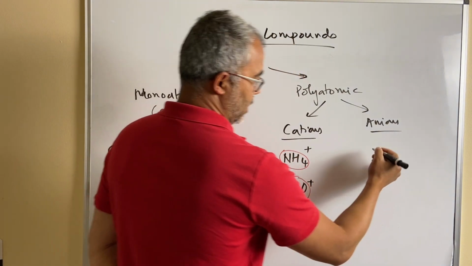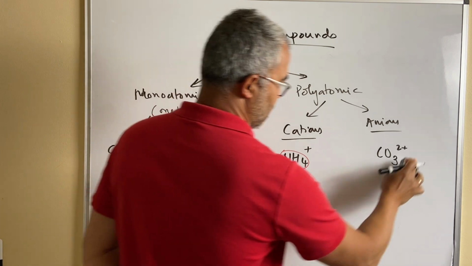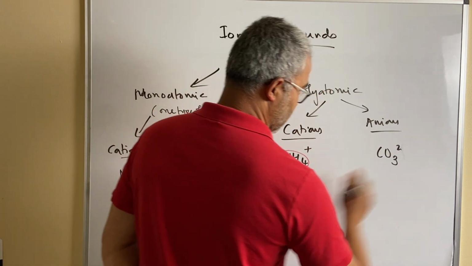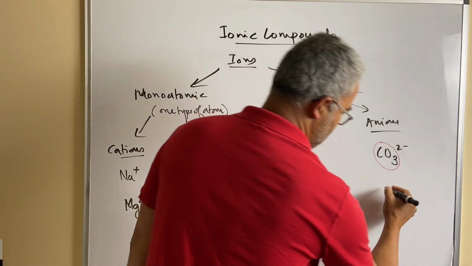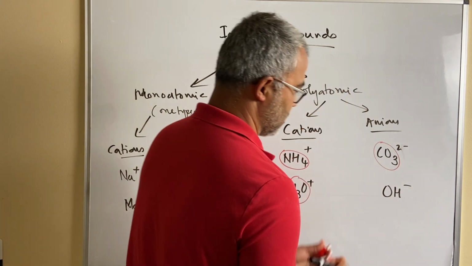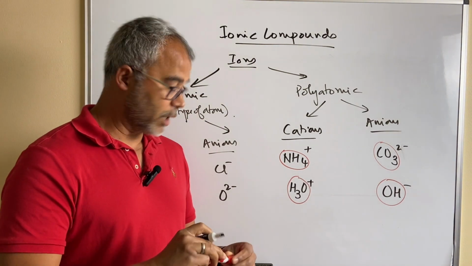Out here, in the case of anions, you could have CO3 2-, oops, not 2+, 2-. The 2- is sitting on the group. Here's another one, OH-. The minus is sitting on the whole group of OH.